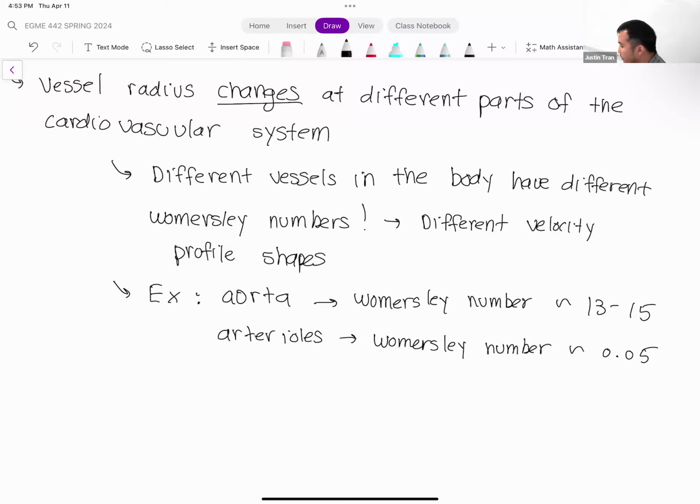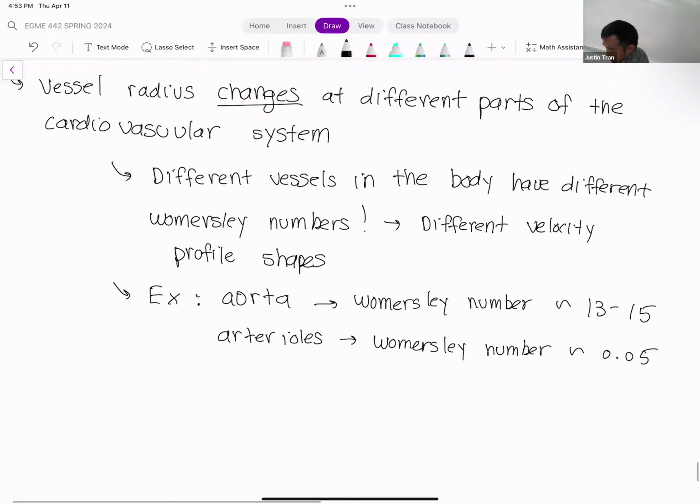The way to think about this is that your larger vessels carry a lot more blood just because their radius is a lot larger. So they're naturally going to have a lot more inertia to them when you're trying to move them around with an oscillating pressure gradient. Any questions on this?